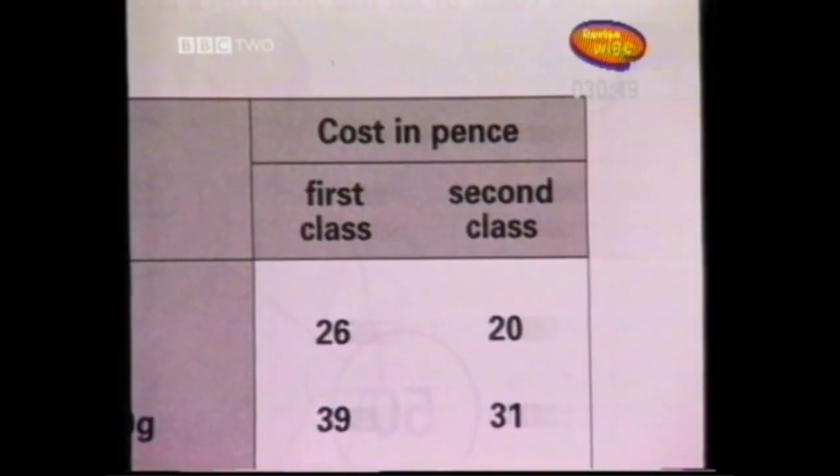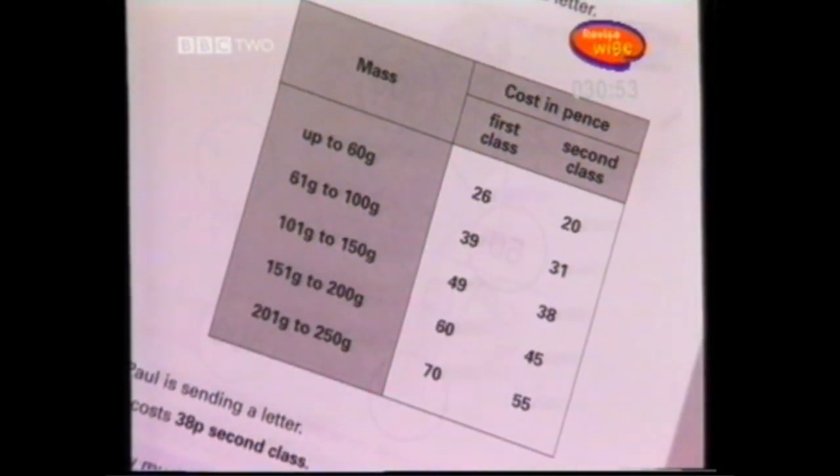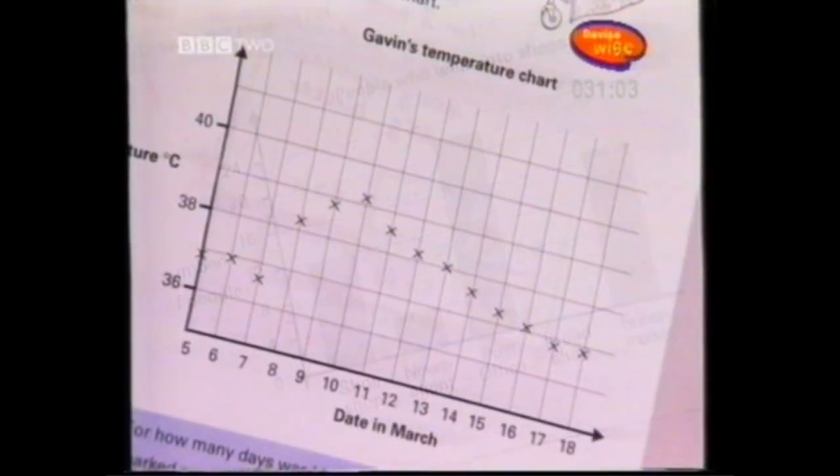Here's a question where they give you a table of figures about the cost of stamps, and you have to work out how much it costs to send a letter. This one has a bar graph showing you the number of people who went into different shops. This is a graph of someone's temperature when they were ill in hospital. One thing they all have in common is that they each tell a story, and you have to work out what it is.